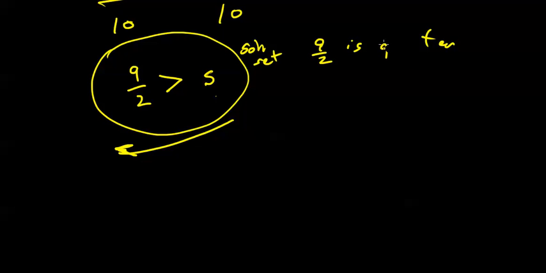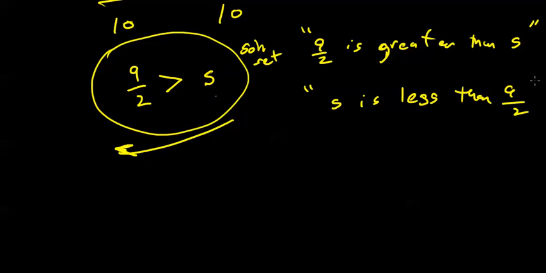Nine halves is greater than s. That is equivalent to the statement s is less than 9/2. And of course, less than means left of. Alright, so we should be able to read these inequality statements left to right or right to left as needed.